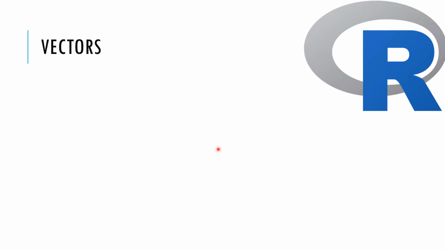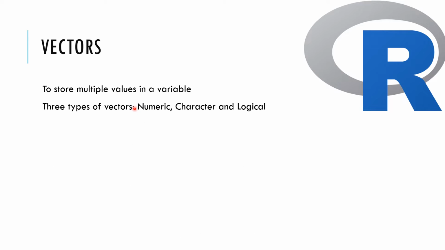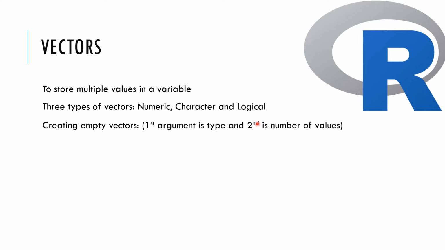So vectors are used to store multiple values. Instead of a variable storing just one value, a variable can also store multiple values, and that is called a vector. There are three types of vectors: numeric vector, character vector, and logical vector.